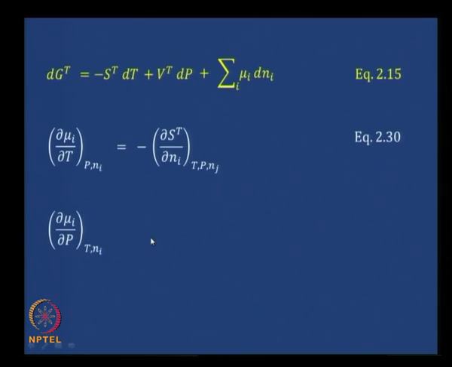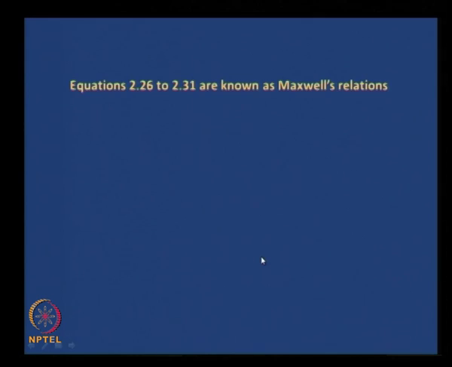And as we spent some extra time here, ∂mu i/∂T at constant P, ni equals minus ∂St/∂ni at constant T, P, all other nj's, and ∂mu i/∂P at constant T, ni equals ∂Vt/∂ni at constant T, P, all other nj's. So, these equations are called Maxwell's relations, very useful.